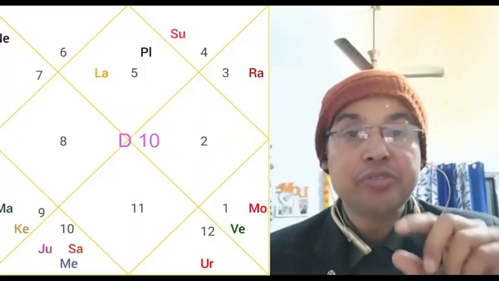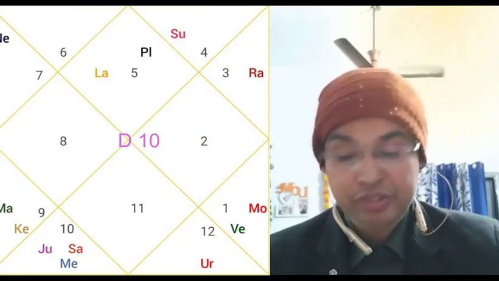Now we are moving to the D10 chart. Again, the D10 chart will flash on the screen. Look at the D10 chart for 30-40 seconds. That chart will flash, you note it down. I'm just reading it out. What is there in the D10 chart?